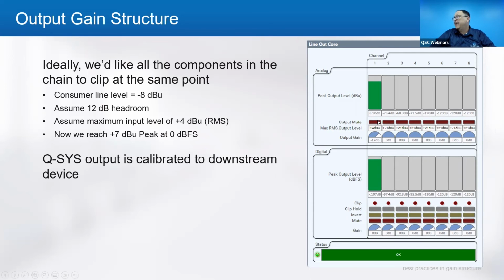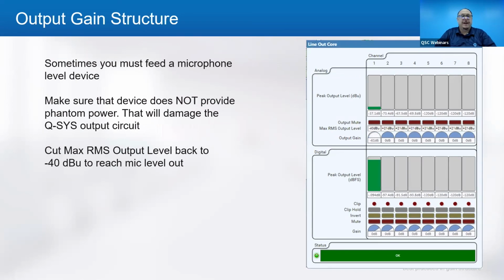So what we've done here is we've actually reduced the output gain after the digital to analog converter to make sure that the clipping point for the consumer level device is closer to 7 or 8 dB. And so that's kind of where we're looking for there. We want that to be there. The output is calibrated for the downstream.